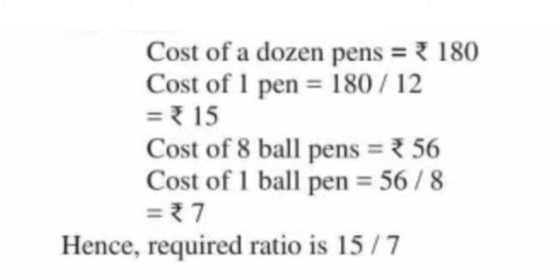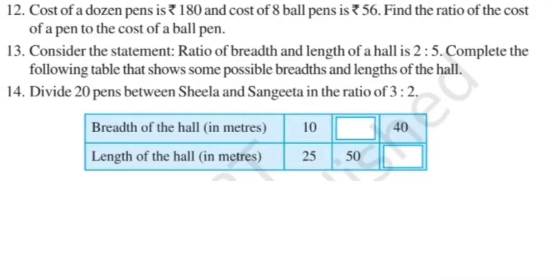Now the cost of 8 ball pens is given 56. It means the cost of 1 ball pen is what? 56 upon 8 means 7. So the ratio of the cost of a pen to the cost of a ball pen will come 15:7.